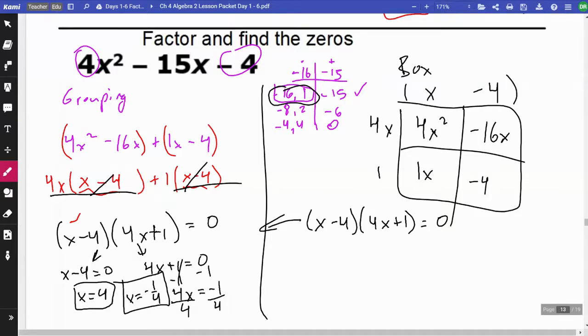All right, so there were two methods to factor a trinomial and find the zeros when it has a leading coefficient, when it has a number out front there. All right, hope this works out for you, and good luck.